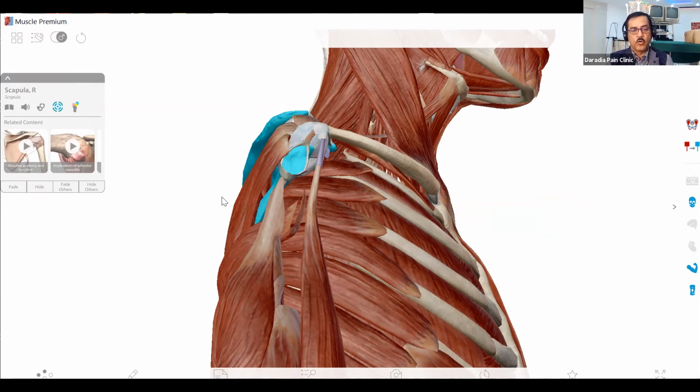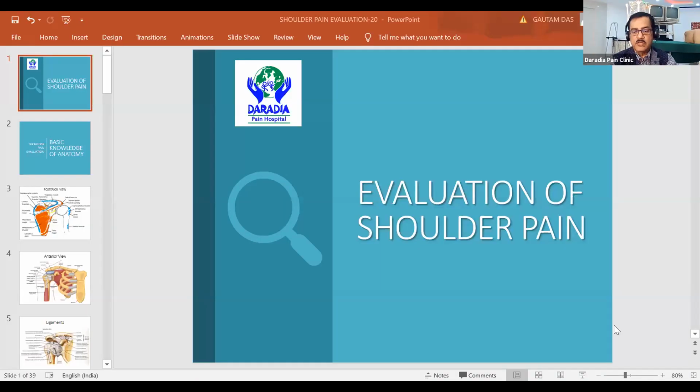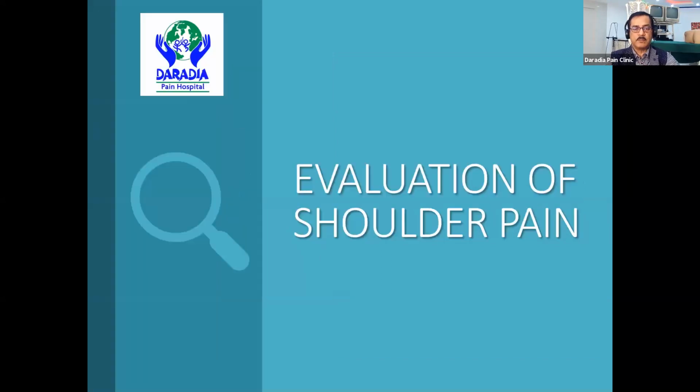Okay, so with this little bit of anatomy, we are now going into the presentation. And remember, the shoulder joint is very, very important. Two important joint pains very frequently come to the pain clinic. One is knee joint pain, another is shoulder joint pain. I'm not saying other joints like hip, ankle, wrist, elbow are not important, but out of all the large joints, hip, knee and shoulder are very, very important.